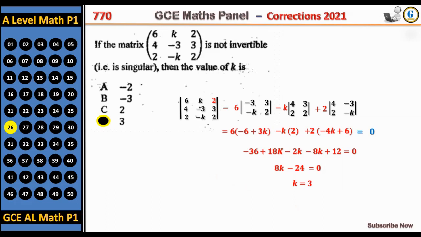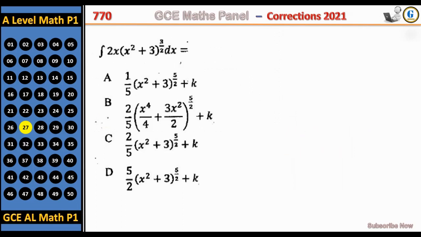Question 27. You have this integral. Here we need to use the substitution u equals x squared plus 3. You can see that when you differentiate this one, you have 2x dx. So let's use the substitution u equals x squared plus 3, so our du will be equal to 2x dx. When we bring this inside, we replace the 2x and this dx by du, while we replace x squared plus 3 by u, and then to the power 3 on 2. So this will give us u to the power 3 on 2 du.